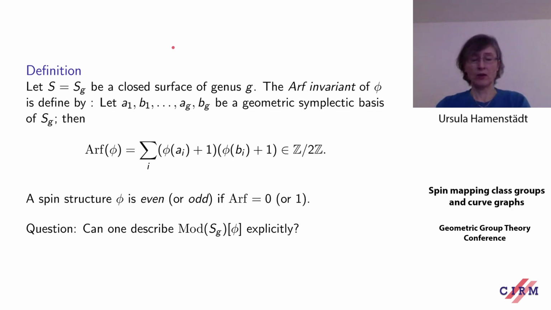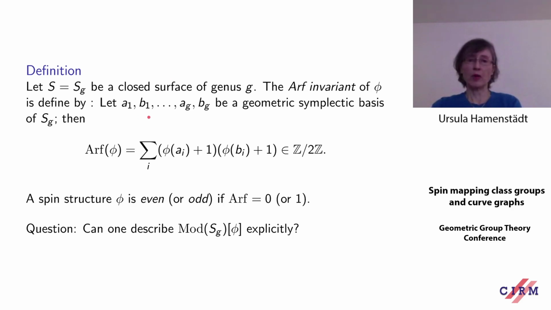So now one has to be a little bit careful about trying to understand the stabilizer of a spin structure, because there is an invariant. This invariant is defined as follows. You take a surface, again a closed surface of genus g, then the Arf invariant of a spin structure can be defined as follows. You take a symplectic geometric basis of the surface. This consists of 2g simple closed curves on the surface with the following property.